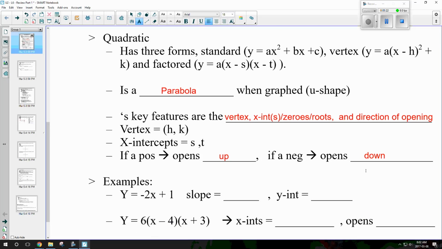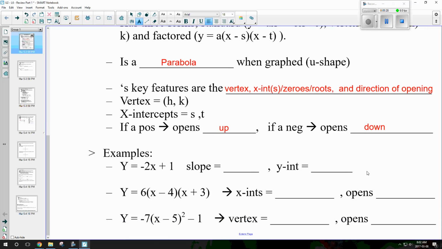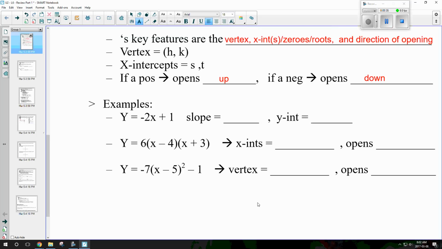So those are our key features of linear and quadratic functions. Let's take a look at an example of just pulling out some of those key features. So we'll go to our examples at the bottom here. So we're given this equation here. We're asked for the slope and the y-intercept.